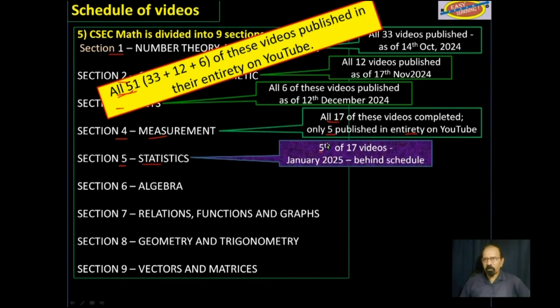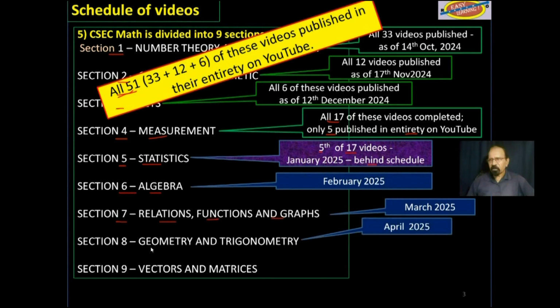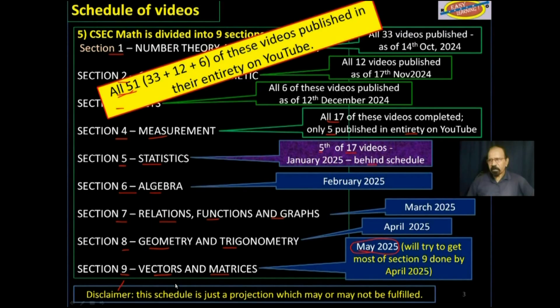This is the 5th of 17 videos, and I am way behind schedule. After that, we'll do algebra, section 6, then section 7, relations, functions, and graphs, section 8, geometry and trigonometry, and finally section 9, vectors and matrices. It doesn't appear that I will be able to complete all this work by May 2025, and therefore there is a disclaimer here that this schedule is just a projection which may or may not be fulfilled. It is not a contract with anyone.